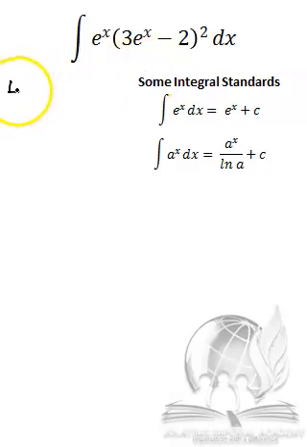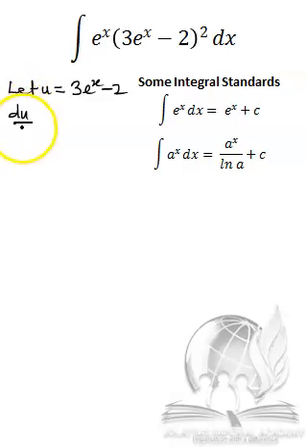And we are going to say let our u, you can use any letter of your choice, be equal to what we have here inside this bracket, which is 3e^x - 2. So we are going to differentiate this very one. So our du/dx now is going to give us, of course this minus 2 is going to give us 0.